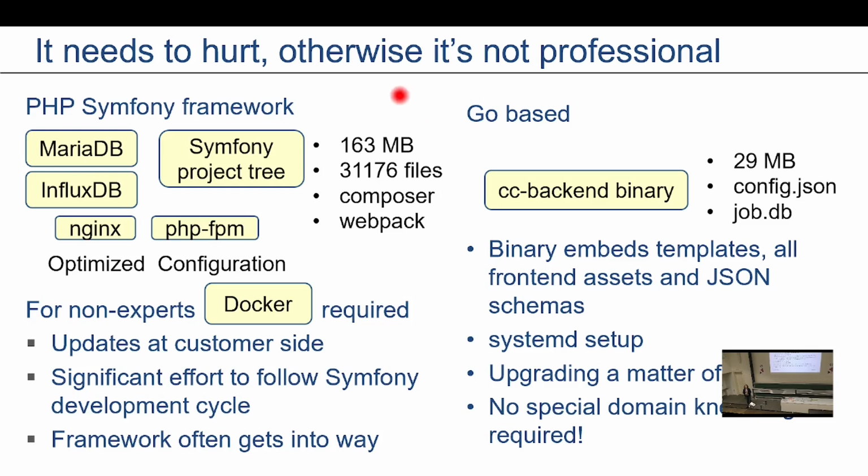With regard to configuration management, everything is embedded in the binary. All the static assets, all the JSON files, everything is embedded in this binary. It has a simple systemd setup, which we provide. Simply installed, you can run it without any hassle. And upgrading, as I said, is just a matter of throwing in this binary. You can download this binary, it will run on any Linux system, and it just works. No special domain knowledge is required.